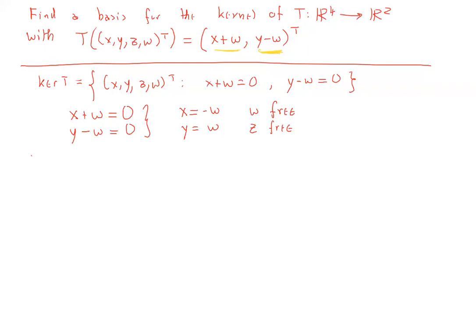So your generic vector can be written as: x is minus w. So you write everything in terms of the free unknowns. That's what you're going to do. Write your vector in the kernel in terms of the free unknowns. So minus w, and y is w, and then z has no restriction on it, and then you have w. So this is your generic vector. It's the typical vector.